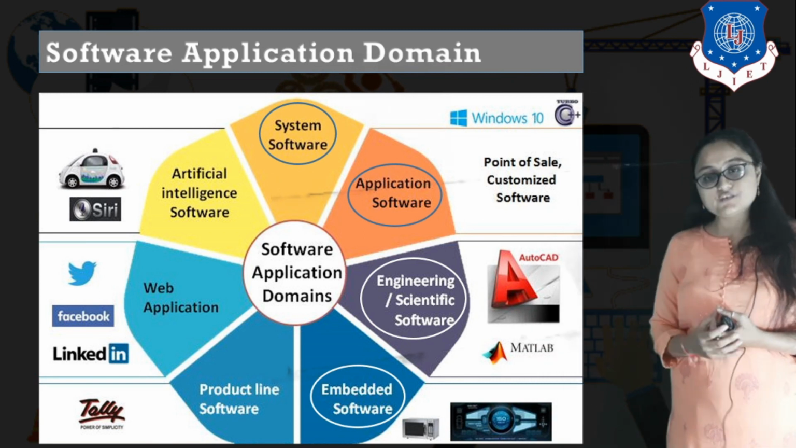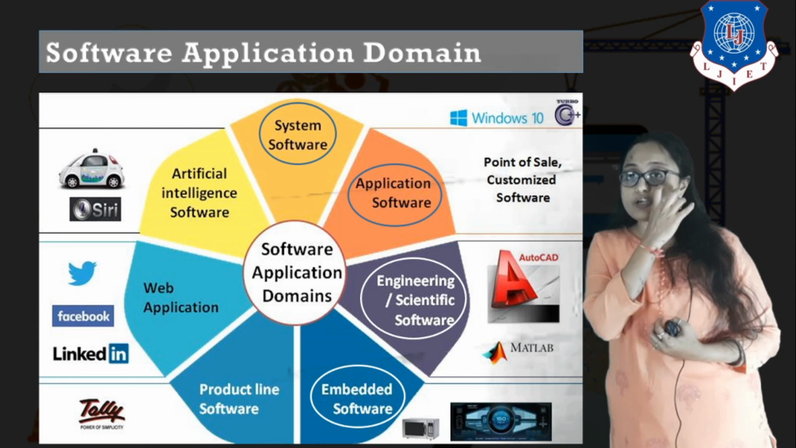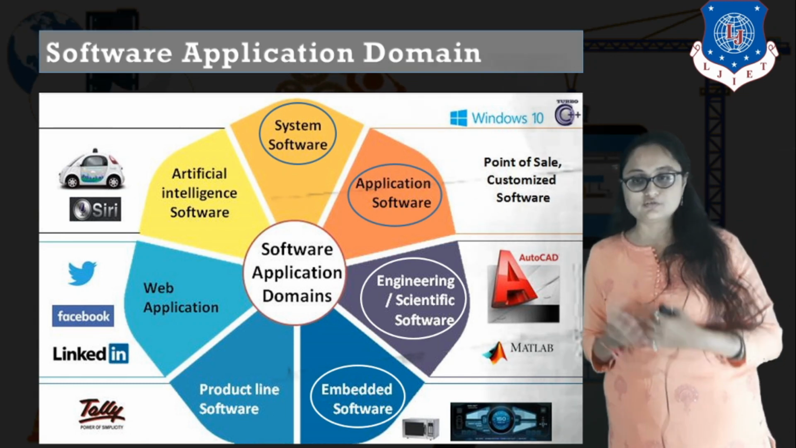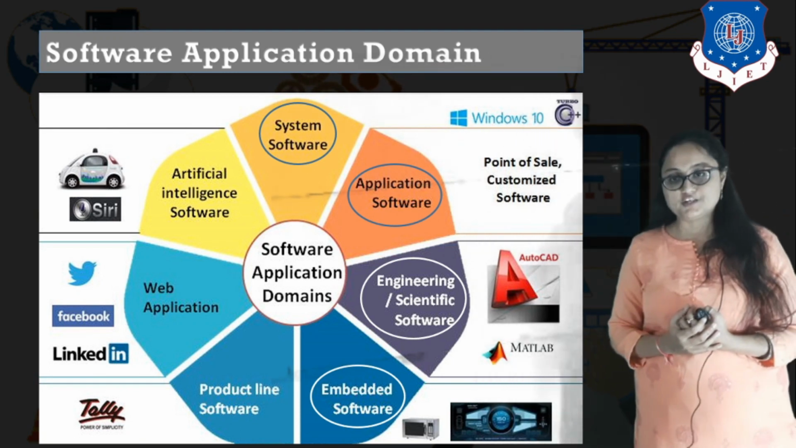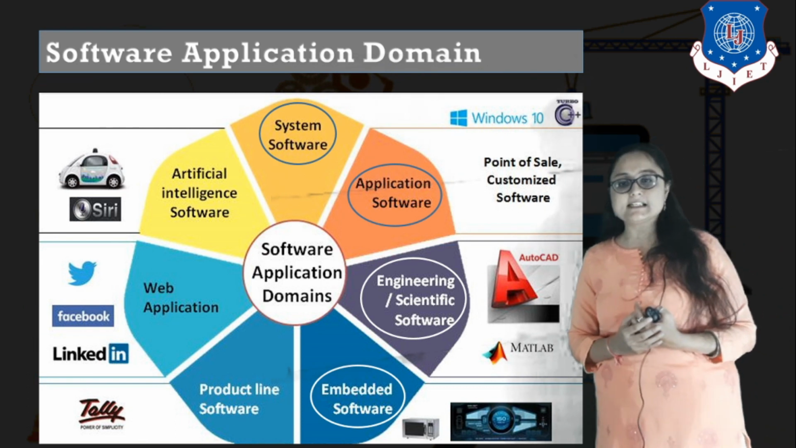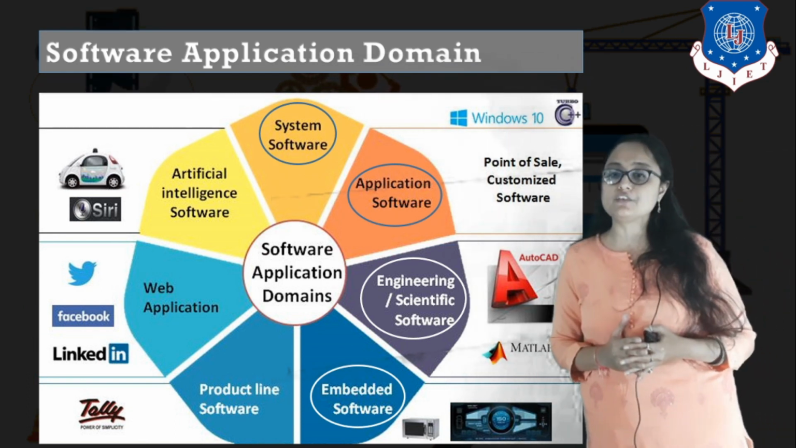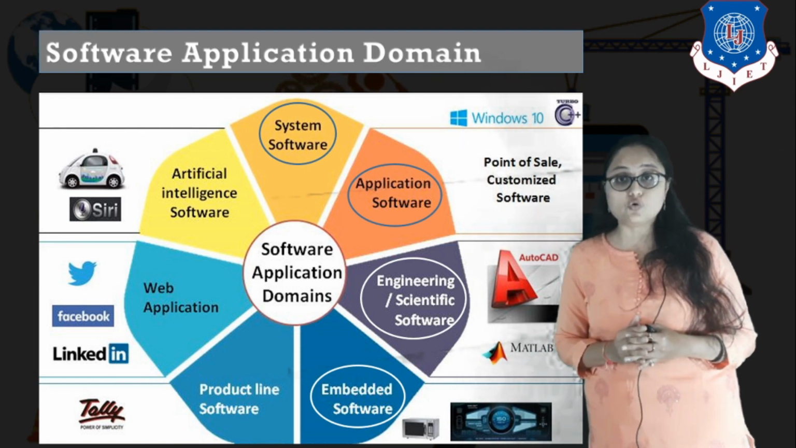The next set of software is embedded software. Now what do you mean by embedded software? If you have a software that is part of a hardware, so that it is embedded into a hardware, that sort of software is known as embedded software. For example, you can take an example of a microwave oven, right? The oven itself is a hardware, but you have a software which is embedded inside an oven.